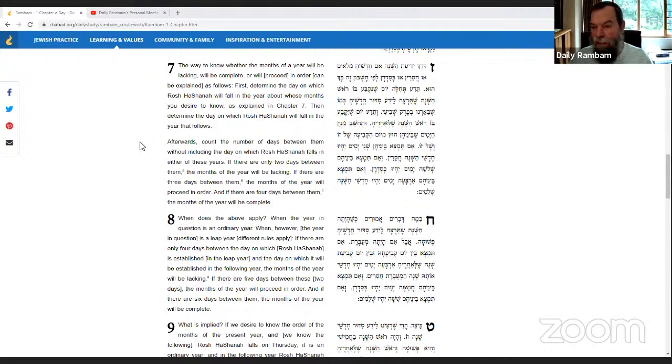But he's going to give us the way that the rabbis of old would calculate it, year by year, before the calendar was fixed. So the way to know whether the months of a year will be lacking, complete, or go in order, meaning alternating, is as follows. First, determine the day on which Rosh Hashanah will fall in the year about whose months you desire to know, as explained in chapter 7. You did this yesterday.